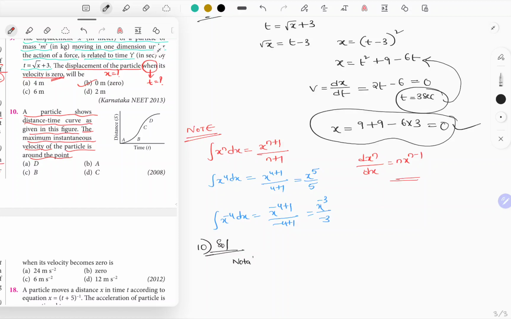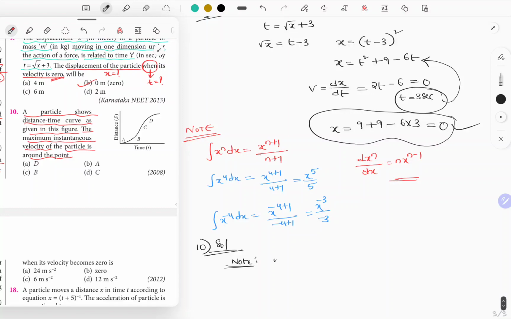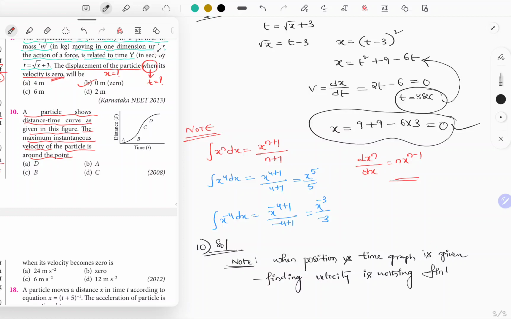I'll give you a note. Remember this. When graphical questions come, I will definitely explain. So what is the meaning of velocity when a graph is given? Before that, try to understand: when a position versus time graph is given, finding velocity is nothing but finding the slope of the given graph. What is the meaning of slope? Slope is nothing but differentiation.